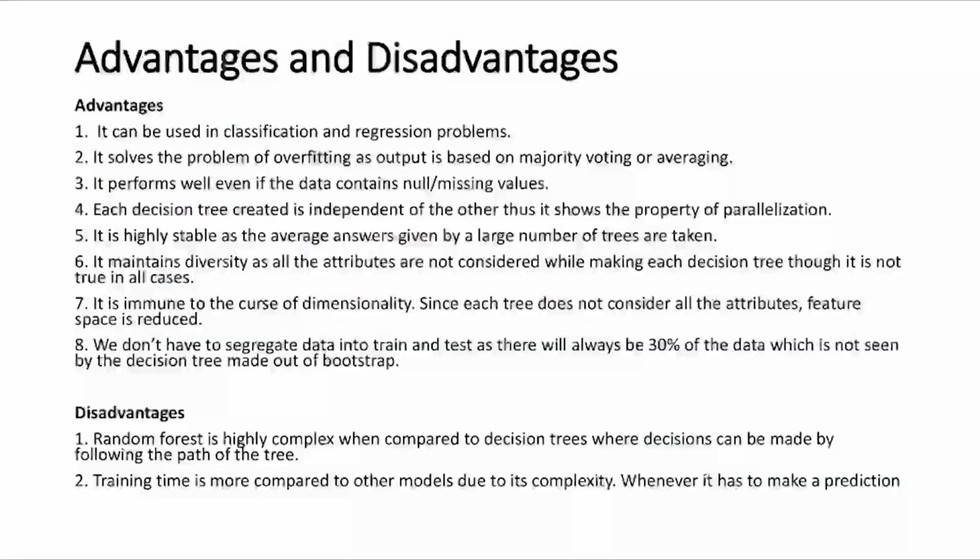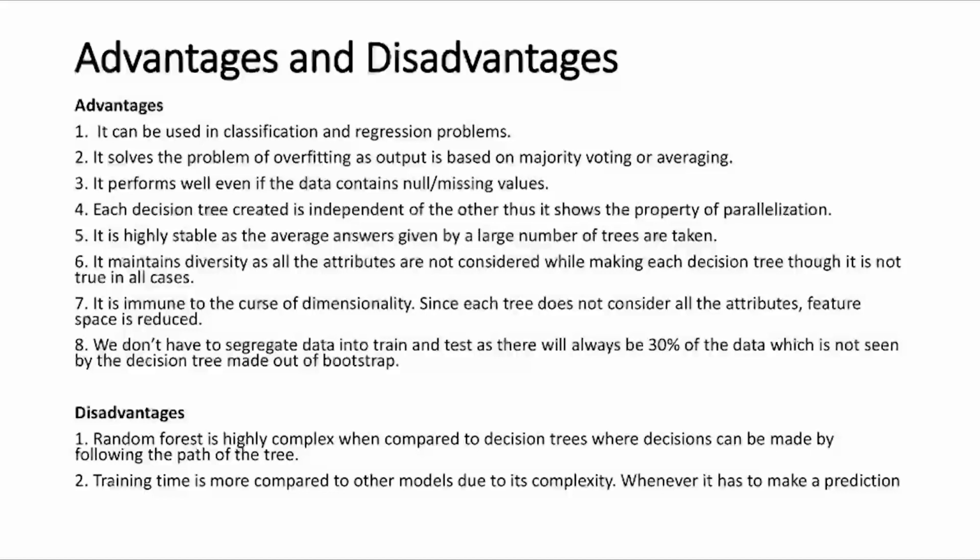So that was all there is to know about random forest. Now we can just summarize the advantages and disadvantages of it. So the advantages are a lot, as you can see. We can use it for both classification and regression. We can even solve the issue of overfitting since it is taking majority voting or averaging based on the output of the randomized subset of the dataset. So it will definitely not overfit as it introduces randomization.